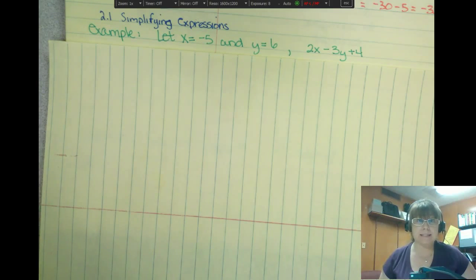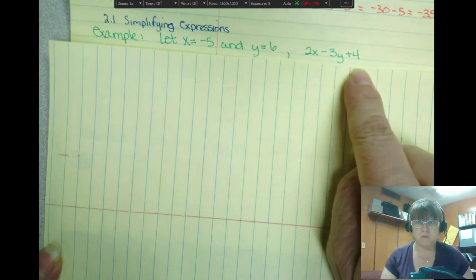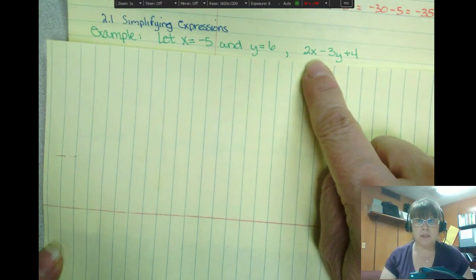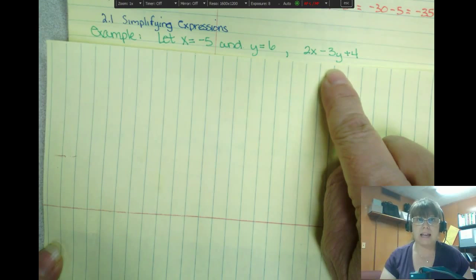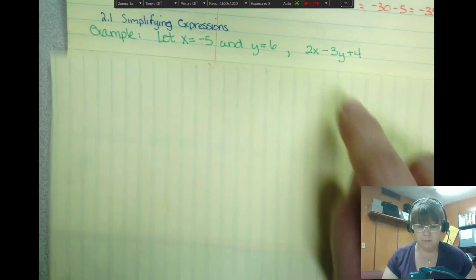So let's look at something that has two variables, and I can evaluate the expression for a value as long as I'm given enough information. For example, 2x minus 3y plus 4. If I'm given both x and y, I can evaluate this expression and find a value for it. If I'm only given x, I can't eliminate all of my variables.